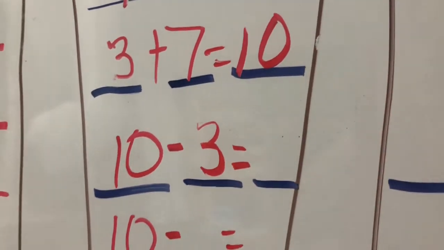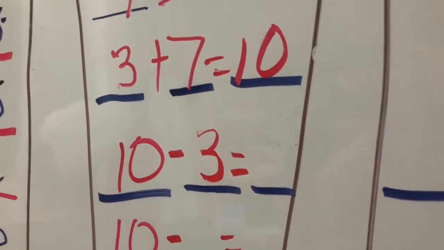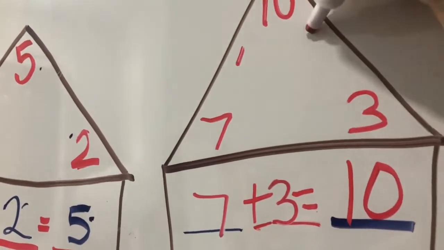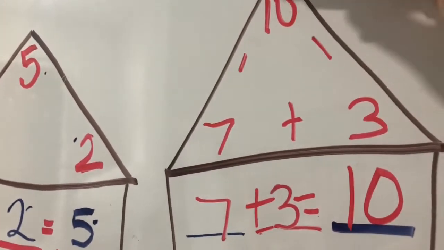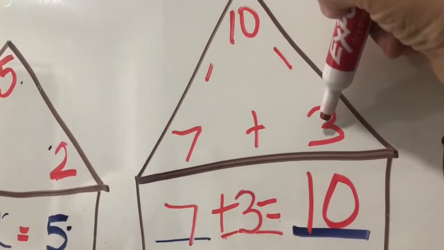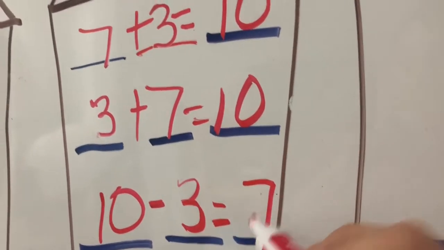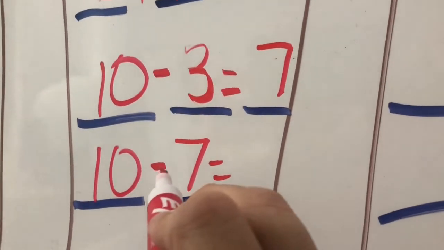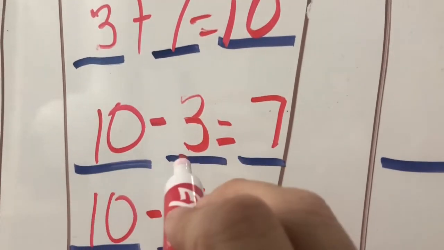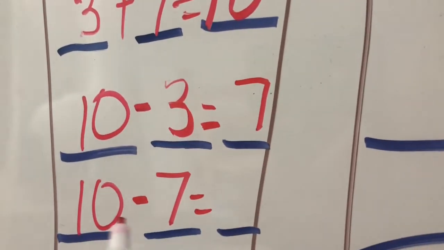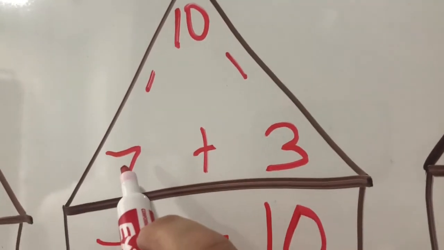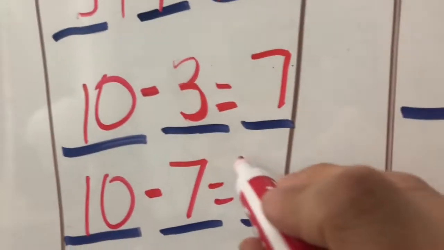Well, what is 10 minus 3? I don't have to use my fingers because it's already up there. See, you can say 10 minus 3 is 7. And then I'm going to put my last number in here that hasn't been used, 10 minus 7. Have I used that yet? No, I used 10 minus 3. 10 minus 7. What is 10 minus 7? It is 3.